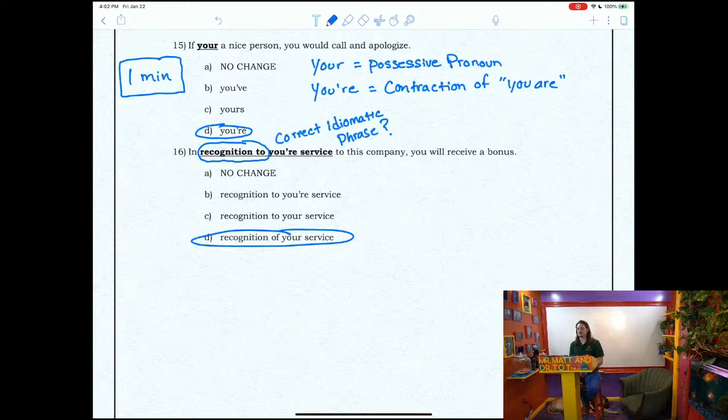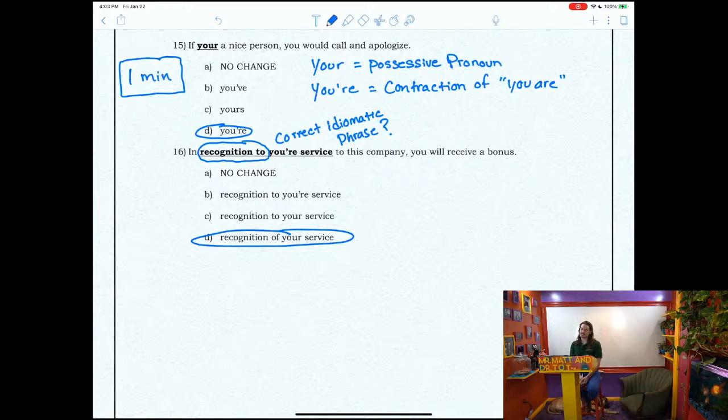Okay, so for 15, they're really testing the difference between your Y-O-U-R and your Y-O-U apostrophe R-E. So Y-O-U-R is a possessive pronoun. It's the possessive form of the pronoun you. So that's your book over there belonging to you. Y-O-U apostrophe R-E is a contraction of the phrase you are. So which we need to use here, we need to determine. If you're a nice person, in other words, if you are a nice person, you would call and apologize. So the answer to 15 is D.